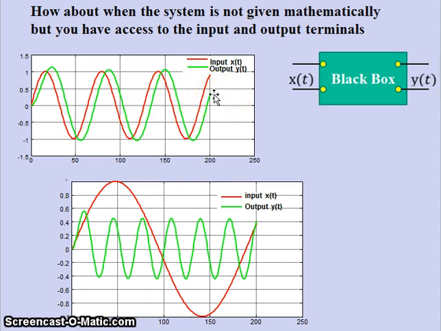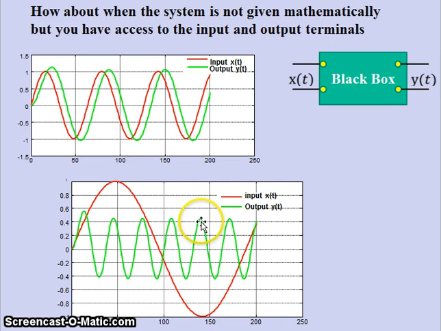Now, that is at a single particular frequency. We can repeat this process here. We change the frequency of the input, but the frequency of the output should be exactly the same as the frequency of the input for us to say that the system is linear.